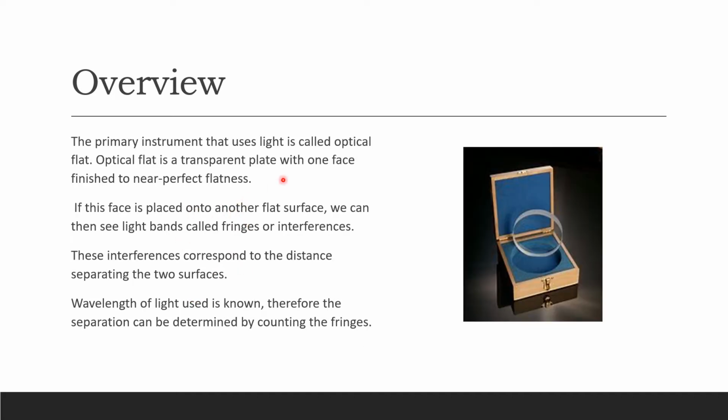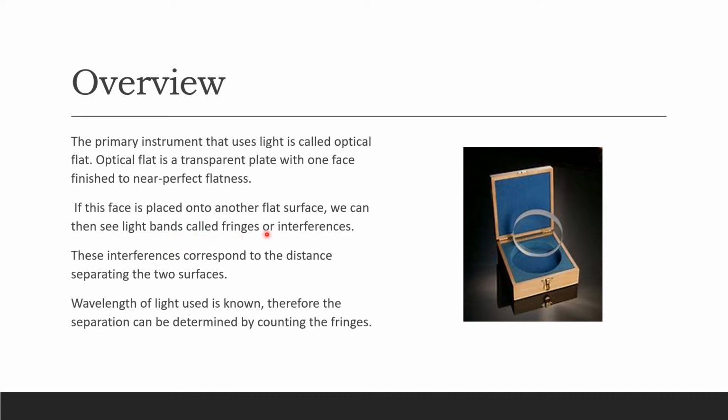We call the instrument in which we use light to measure an optical flat. An optical flat is nothing but a transparent plate, and you have one face finished to near perfect flatness. It is really flat, and that's why we call this type of instrument an optical flat. When this face is placed onto another flat surface, we can see the light bands called fringes, the ones I showed you in the previous slide.